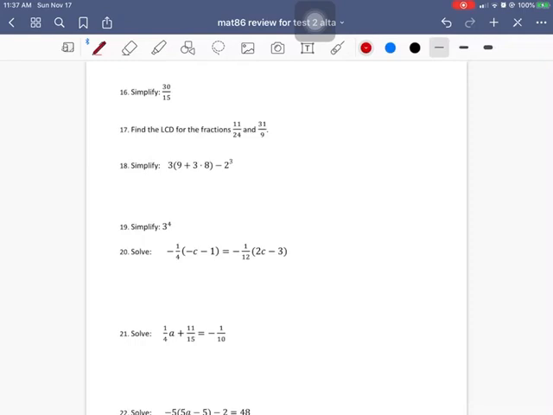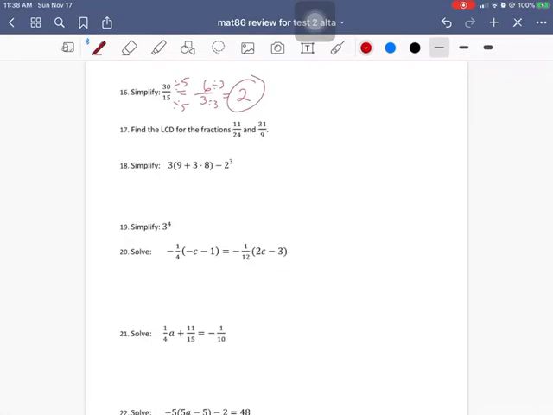Test 2, page number 3. Number 16, simplify. Let's see, both are divisible by 5 because one ends in a 5 and the other in a 0. That gives me 6 over 3, and then both of those are divisible by 3, so that's a whole number 2 when you simplify it.